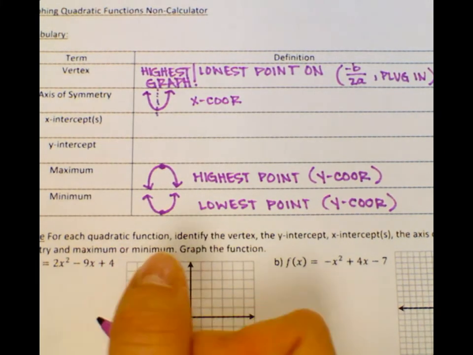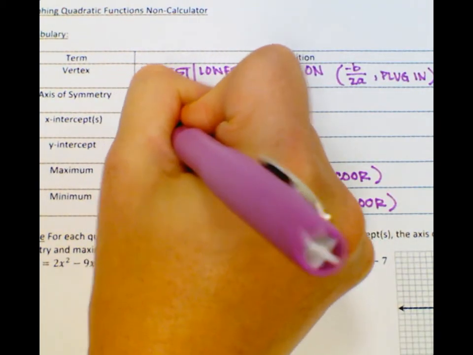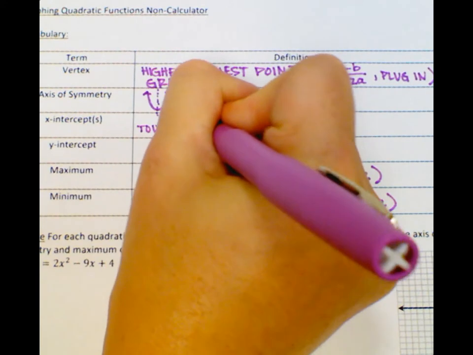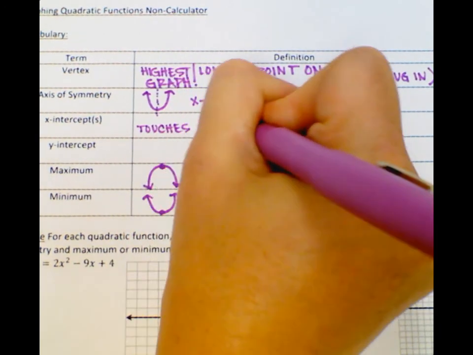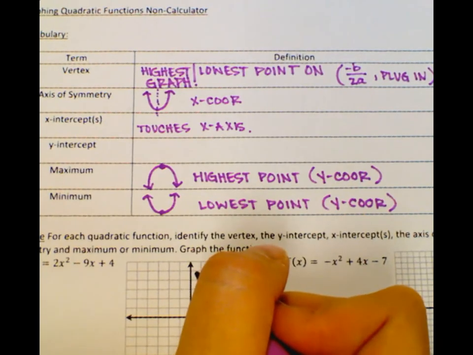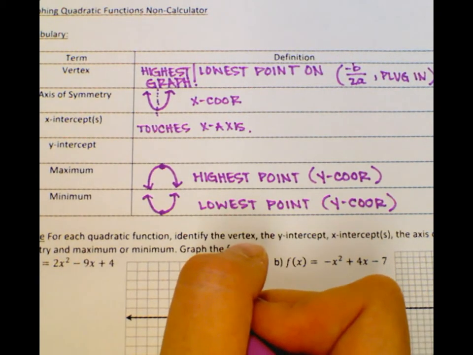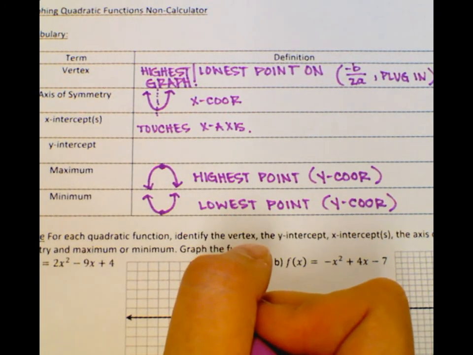X-intercept, it's where the graph touches the x-axis. And normally we're either going to factor, we're going to find the zeros. So we're going to use all the things that you learned: factoring, quadratic formula, solving by square roots, things like that.